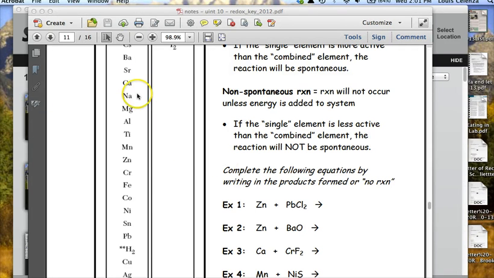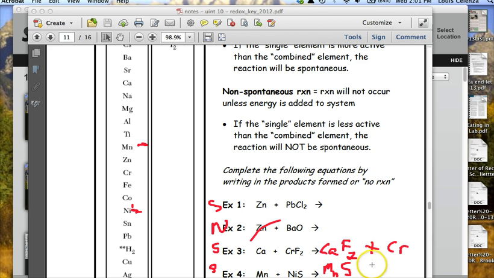And if you do the next one, here's calcium, and compare that to chromium. Well, calcium is above chromium. It's way above chromium. So this reaction is going to occur. So you're going to combine calcium and fluorine, and then the chromium will be by itself. So this one's spontaneous, spontaneous, non-spontaneous. Let's do the next one. Manganese is here. Is it above nickel? It is. So this will also be spontaneous. So the Mn will join with the sulfur, and then you'll end up with nickel by itself.